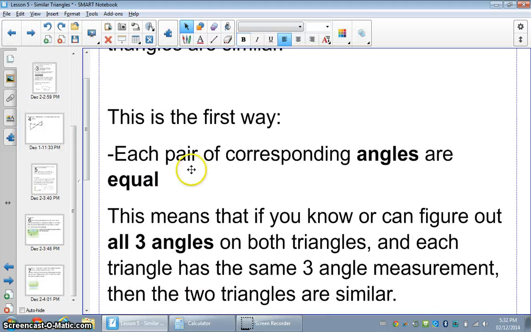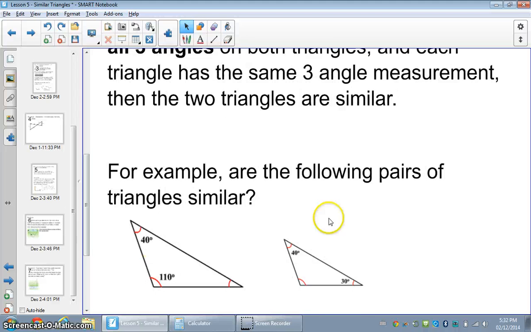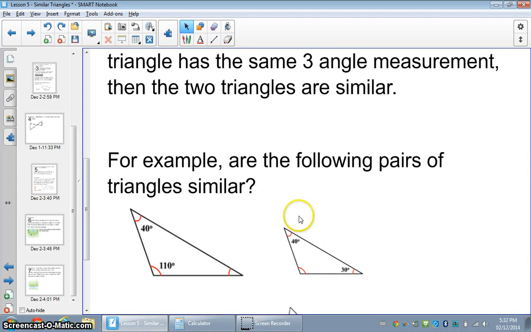You have to check to see if every pair of corresponding angles are equal. So what this means is that if you know or can figure out all three angles on both triangles, and each triangle has the same three angle measurements, then the two triangles are similar. So let's take a look at an example. It'll make a little bit more sense. Okay, so we want to make sure that all three angles here and all three angles here are the same. Then these two triangles are similar.